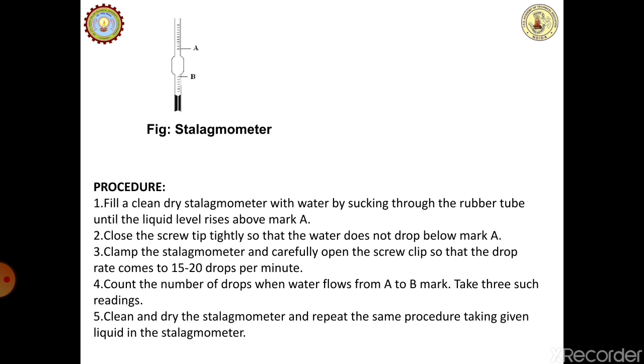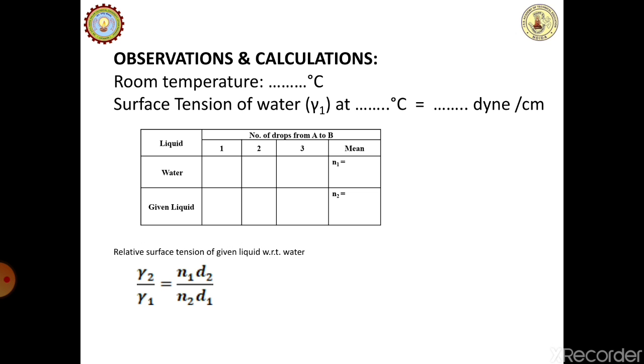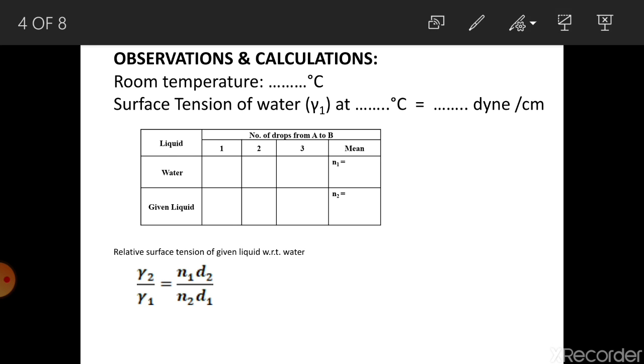Whatever drop counts you note down, you should mention in the tabular column for water and given liquid. Take 3 trials, trial 1, 2 and 3, and take the mean value of all 3 readings for both water and given liquid. Before conducting the experiment, note down the room temperature. Then by using this formula, you can calculate the surface tension of the given liquid.